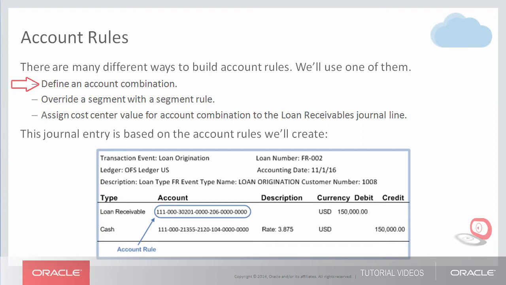Here, we define an account combination and then override a segment with a segment rule on this full account combination. I'll assign the cost center value for the account combination to the loan receivables journal line. The value is dependent on whether the loan type is adjustable or fixed rate. A journal entry is created based on the account rule I'll create.